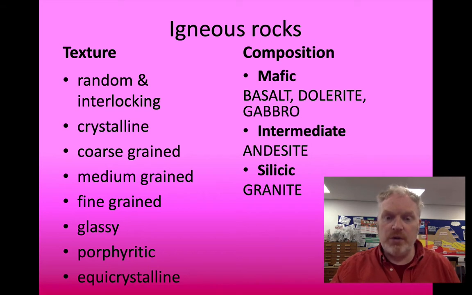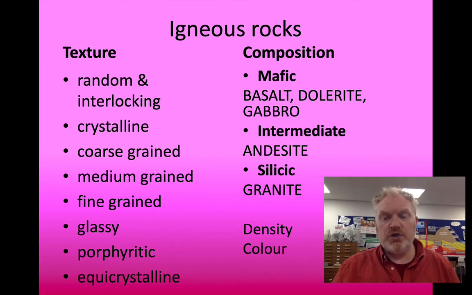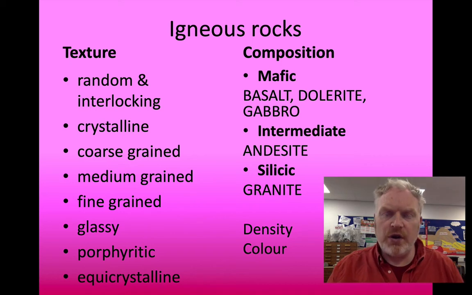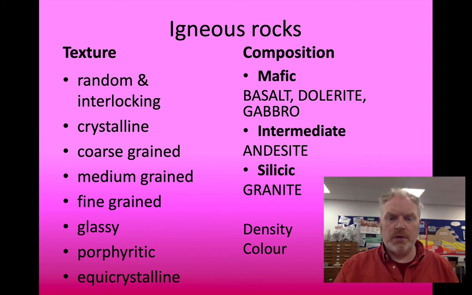And the rock we need to know that is silicic is granite. Granite is a coarse-grained silicic rock. We do need to consider, as we've said, density. Silicic rocks tend to be fairly low density, maybe 2.6, 2.7. Mafic rocks tend to be higher density, 2.9 or 3 maybe. And colour, which is a feature of the mineral composition. So those are our igneous terms.